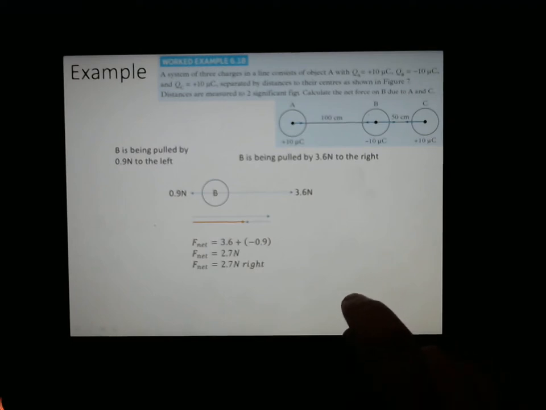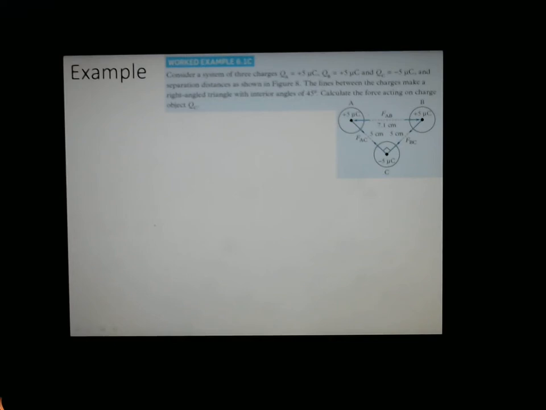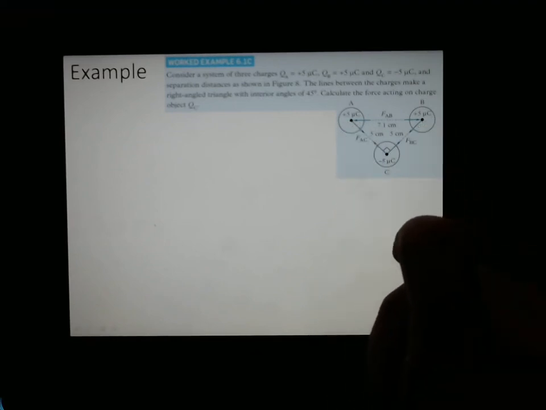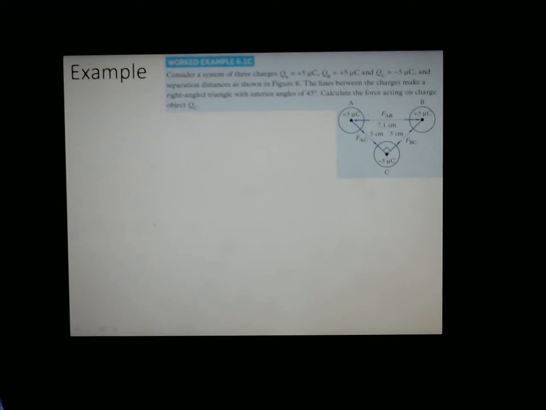Alright, we've got 3 different examples, and these ones starting a little bit more complicated now. So here's 6.1c, and we have a system of 3 charges. We've got A up here in the upper left, we have B up here in the upper right, and we have C here at the bottom. Okay? Now A and B are both positive 5 microcoulombs. C though is negative 5 microcoulombs. And the separation distances are on there. So AC is 5 centimeters, the distance BC is 5 centimeters, and the distance between A and B is 7.1.